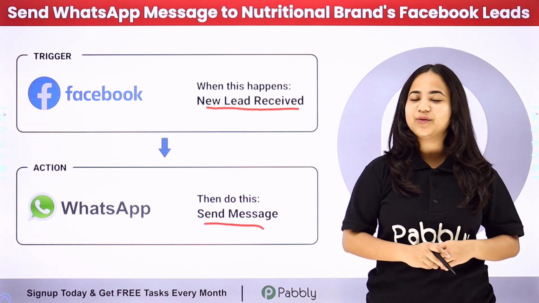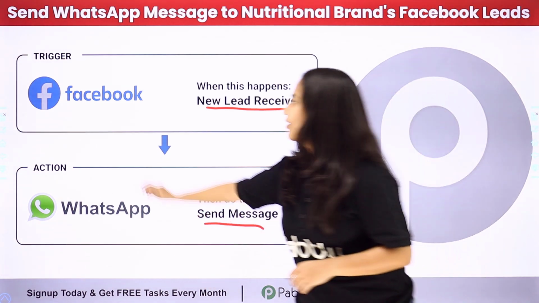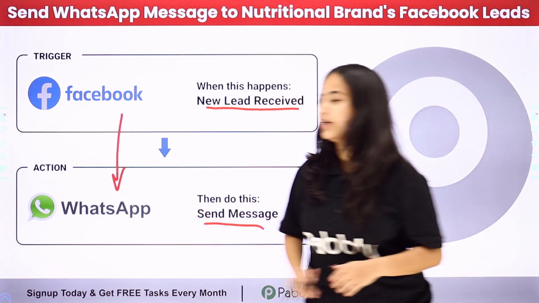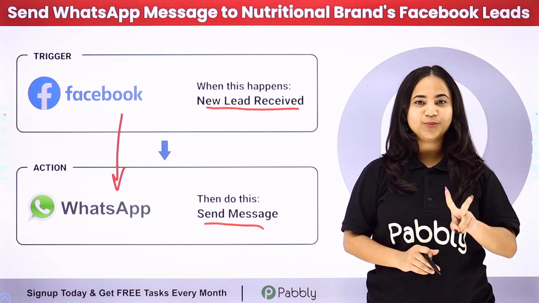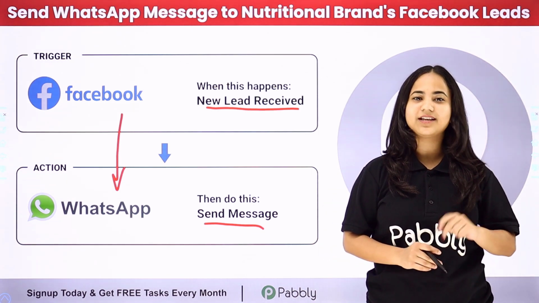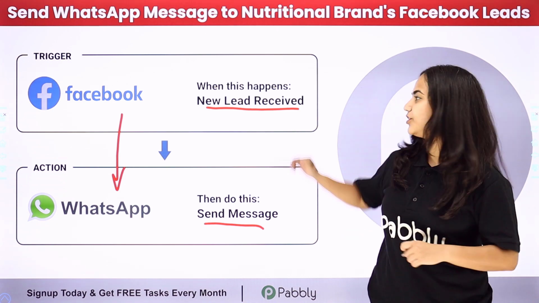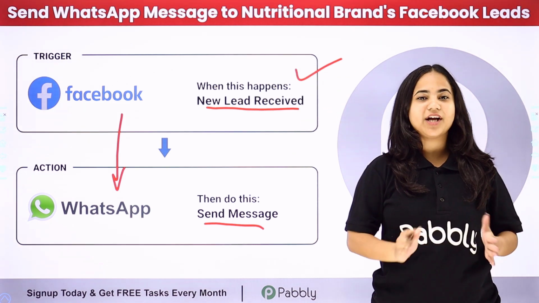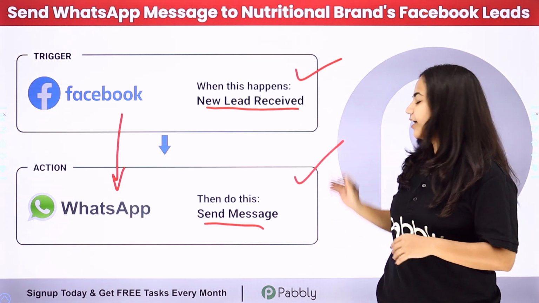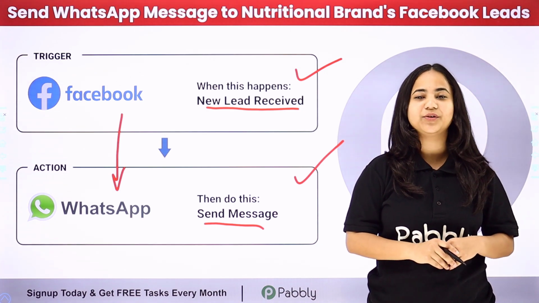For that I'm simply going to create a connection between Facebook lead ads and WhatsApp Cloud API. Pabbly Connect works on two principles. First is trigger and second is action. Here my trigger application is Facebook lead ads and my action application is WhatsApp Cloud API. To learn how to do this, let me take you to my screen.